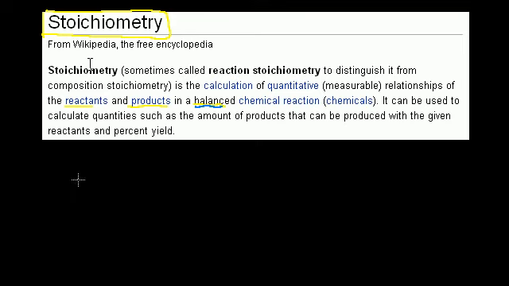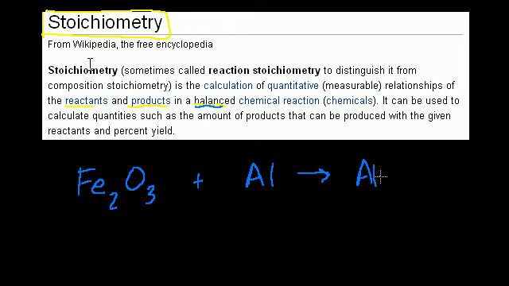Just so we get practice balancing equations, I'm always going to start with an unbalanced equation. So let's say we have iron 3 oxide, Fe2O3, so 2 iron atoms with 3 oxygen atoms, plus aluminum, Al, and it yields Al2O3 plus iron. Remember, when we're doing stoichiometry, first of all, we want to work with balanced equations.